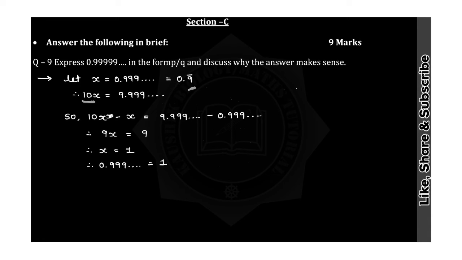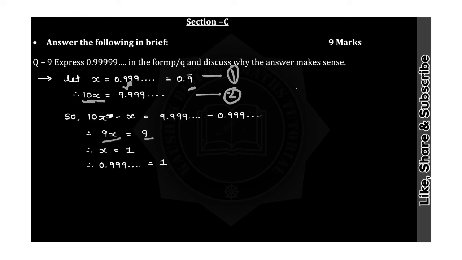So x into 10 will be 10x. And if you multiply by 10, what happens? The decimal expansion moves one place to the right, and therefore the answer will be 9.999... Consider that as equation 1 and this as equation 2. Now we have to subtract equation 1 from equation 2, so 10x minus x is equal to 9.999... minus 0.999... Now 10x minus x is 9x, and 9.999... minus 0.999... is equal to 9.